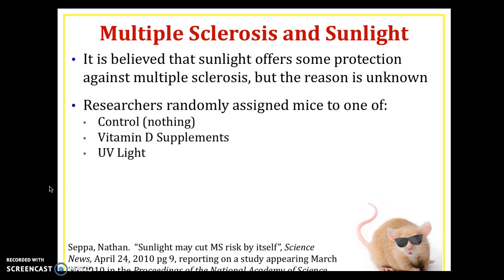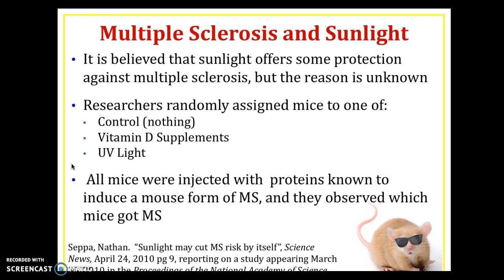So researchers randomly assigned a bunch of mice to one of three groups: a control group, where nothing was changed; another group of mice given vitamin D supplements to mimic sunlight; and another group exposed to UV light. All three groups were injected with proteins known to induce a mouse form of MS, and they then observed which mice got MS.